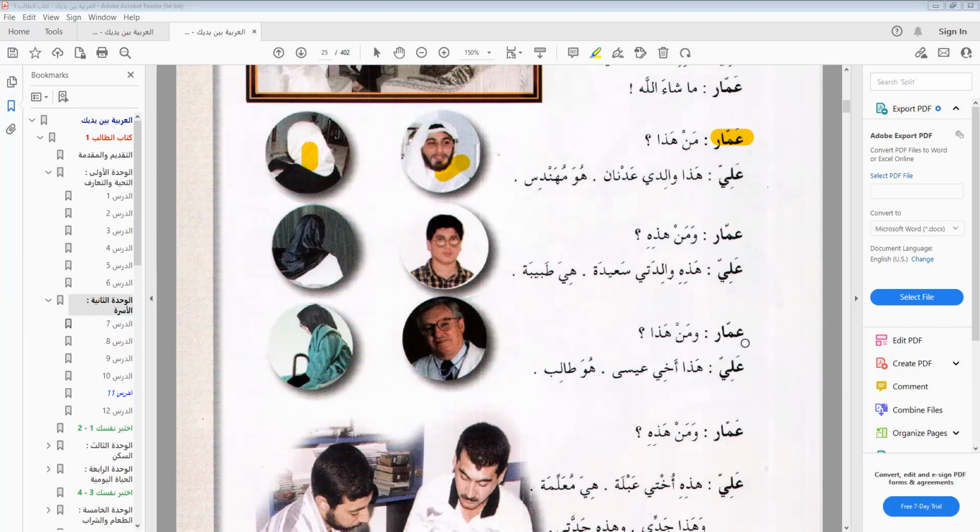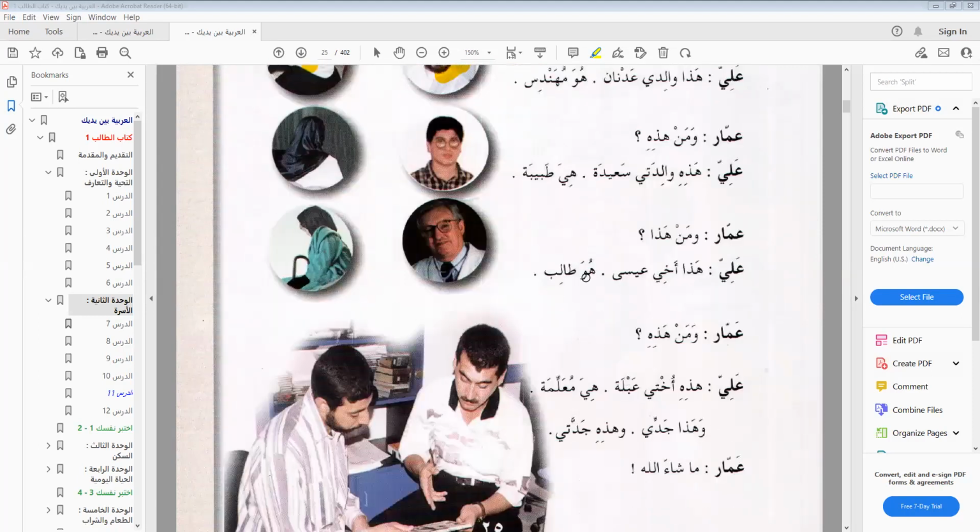I'm Ammar. Waman hadha? Hadha akhi. Isa, that is the Uwatol. Huwa, it's a student. Tolibu, is it not a male? Yes, Talibun. Huwa Talibun is a student.